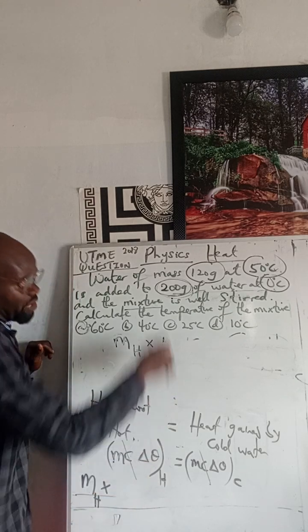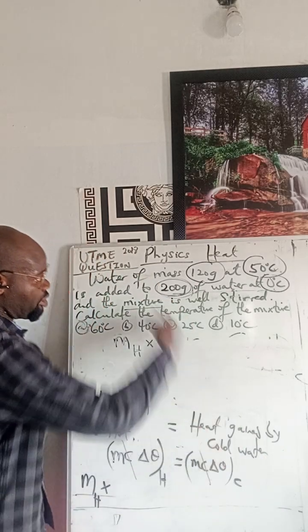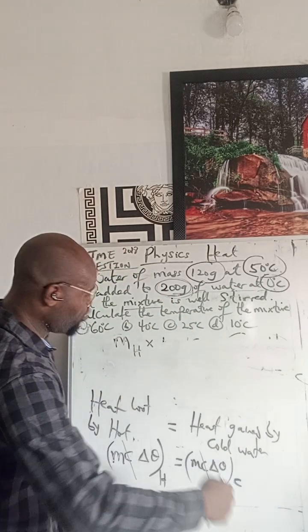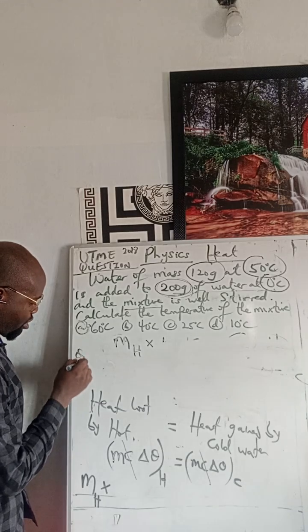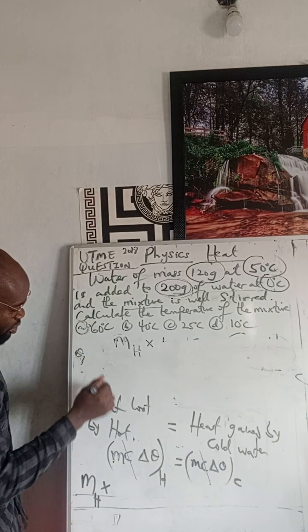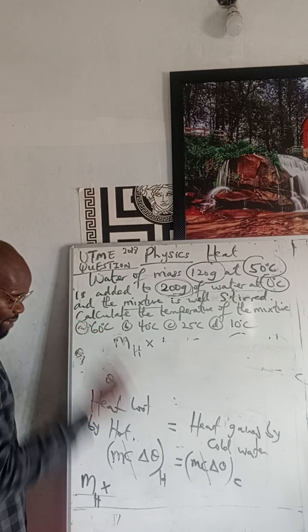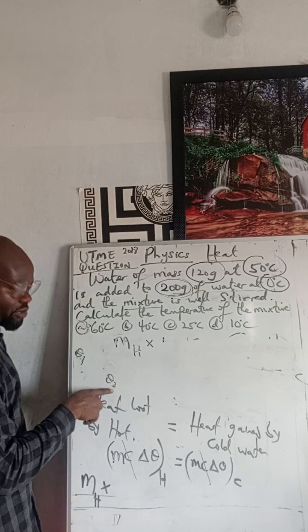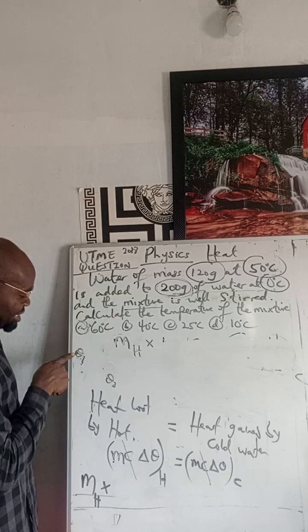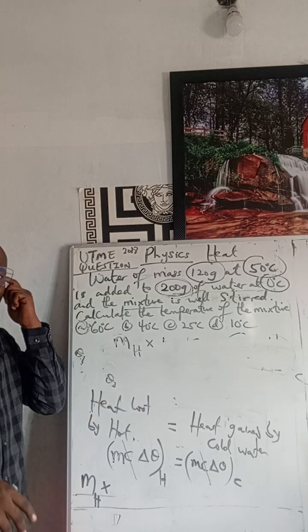We said the hot water has become warm. The temperature of hot water is theta 1, and it has come down to warm, that's theta 3. So the temperature change will be theta 1 minus theta 3, because we subtract. You understand me now?